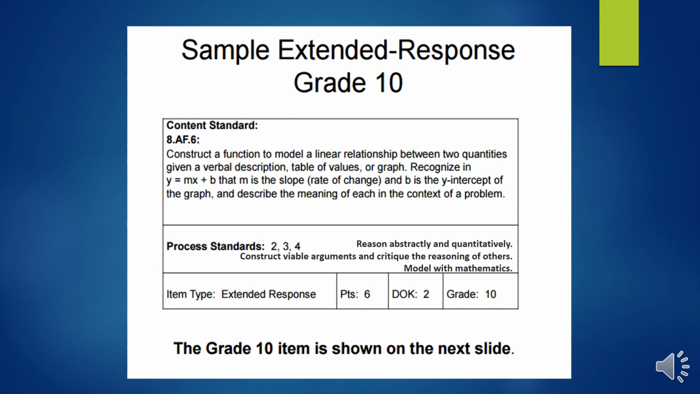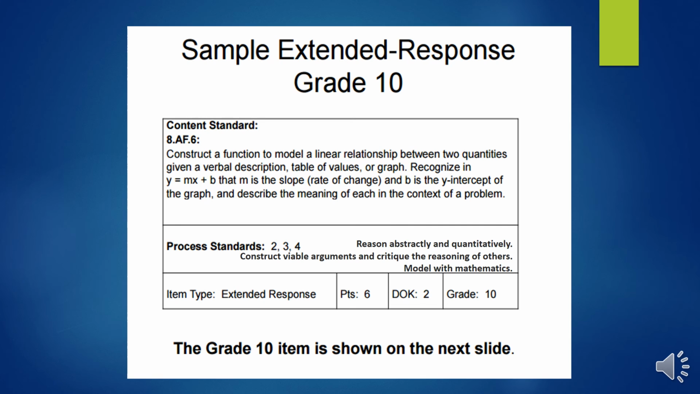Now let's look at a sample extended response question. Once again, this is grade 10, Algebra 1. The standard says construct a function to model a linear relationship between two quantities given a verbal description, table of values, or graph. Recognize in the formula y equals mx plus b that m is the slope, or the rate of change, and b is the y-intercept of the graph. And describe the meaning of each in the context of a problem.